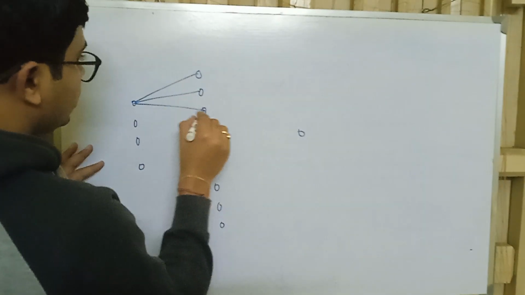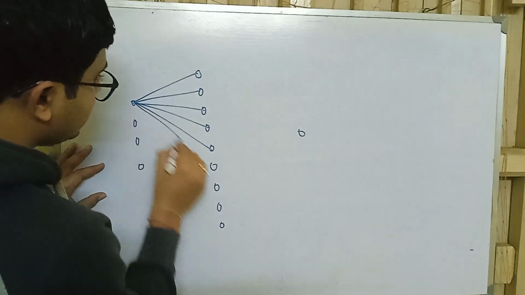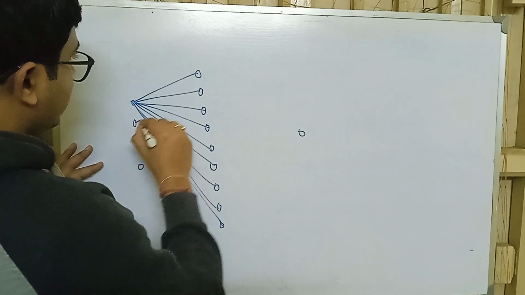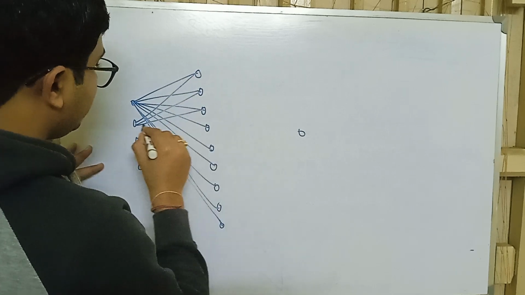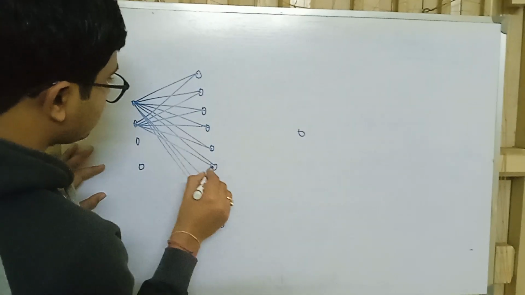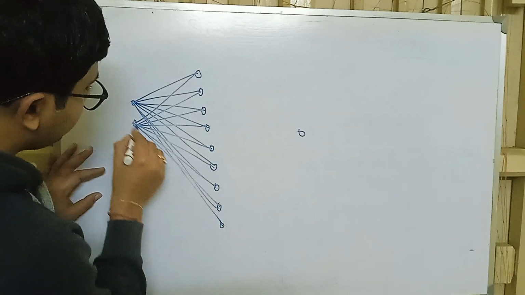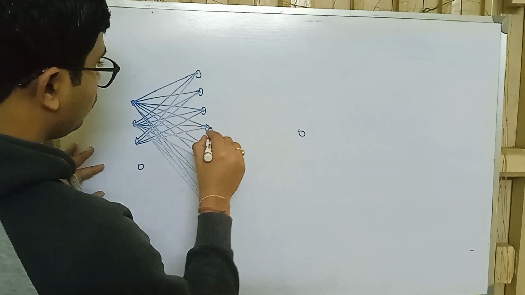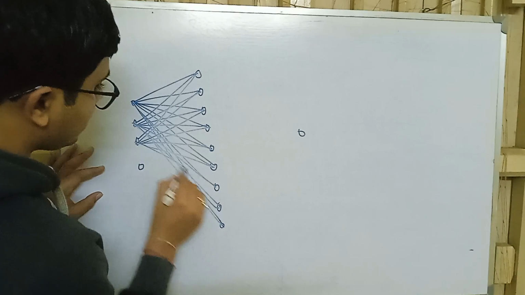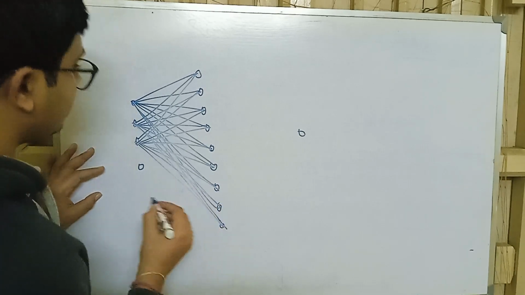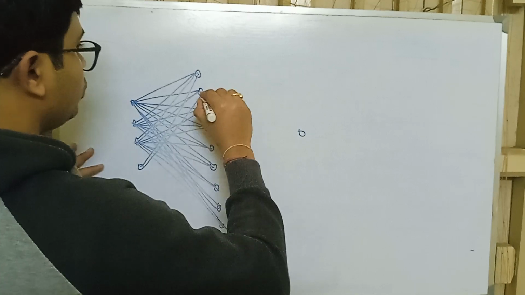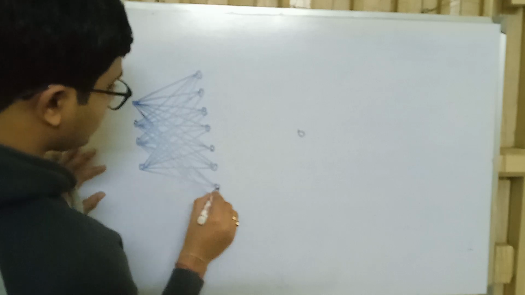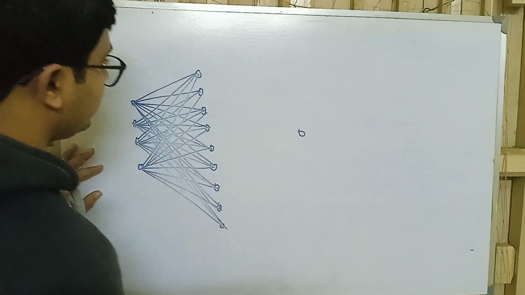1, 2, 3, 4, 5, 6, 7, 8, 9. And again 1 to 9, and again 1 to 9, and again 1 to 9.